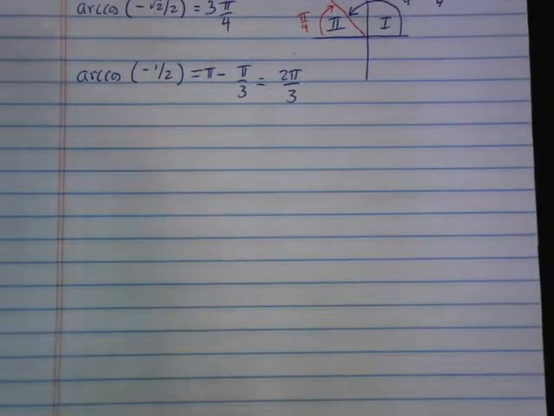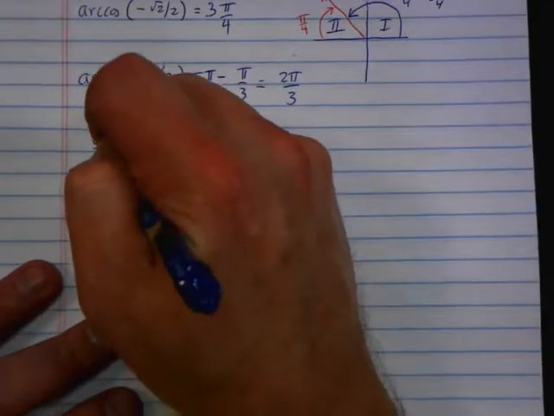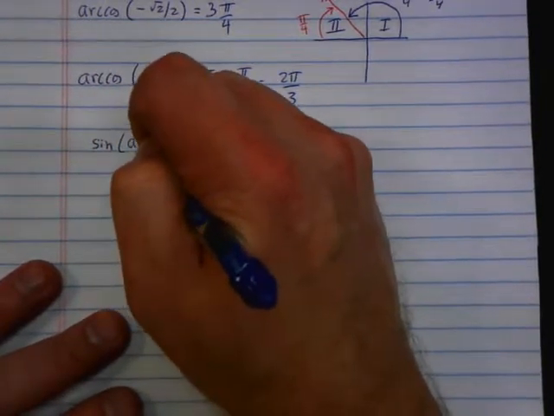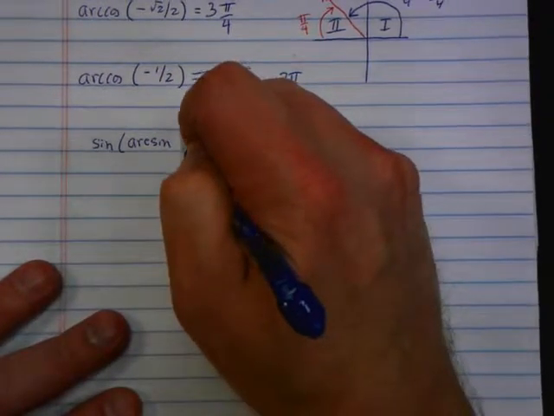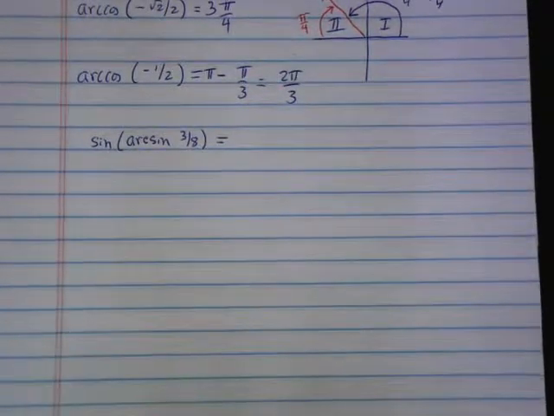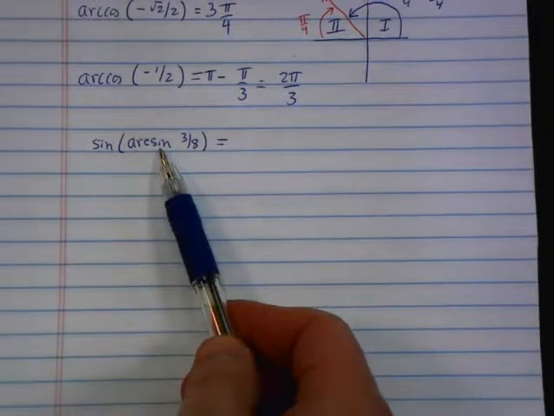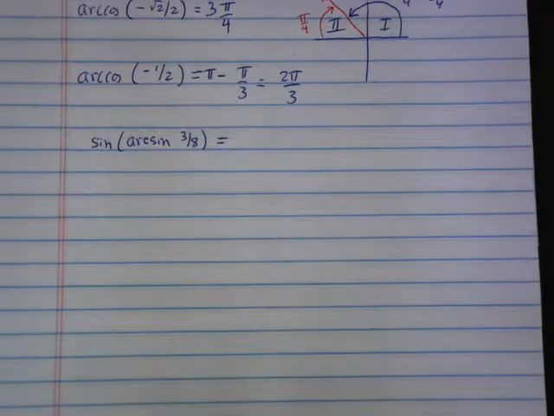All right, well now let's have some fun. How about if I gave you the sine of the arc sine of 3/8? What's the sine of the arc sine of 3/8? 3/8. How come? Because sine and arc sine are inverses, so they cancel each other out. The answer is 3/8. Okay.